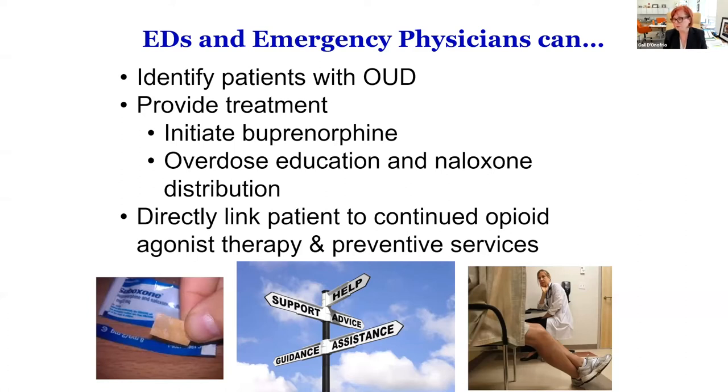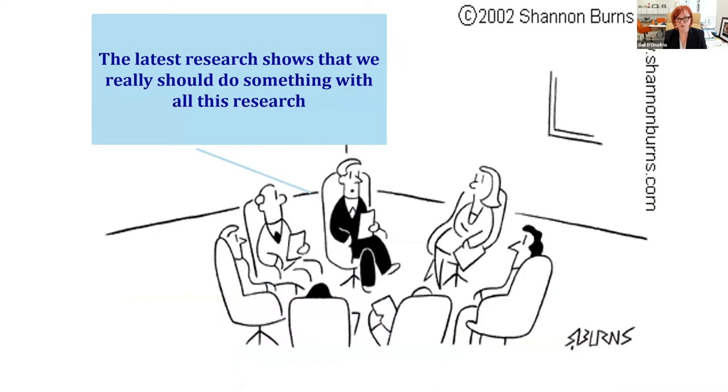We know that prescriptions really do not work. You should work with your local health departments to get you actual Narcan so that you can give that out with the patients. And you need to directly link patients to continued opiate agonist therapy and preventive services. So all of this latest research shows that we really should do something about this.